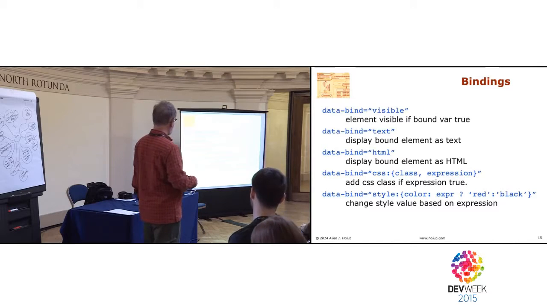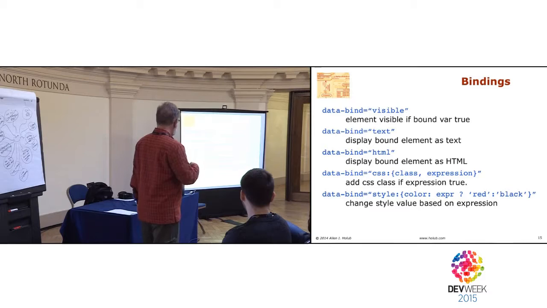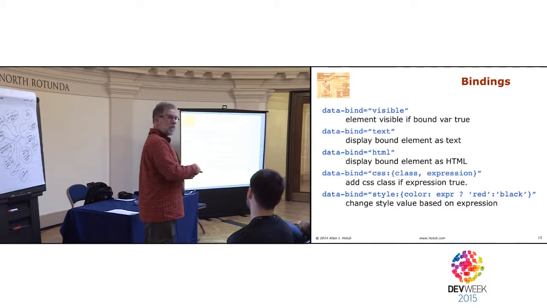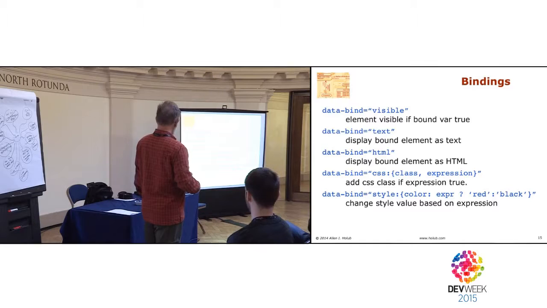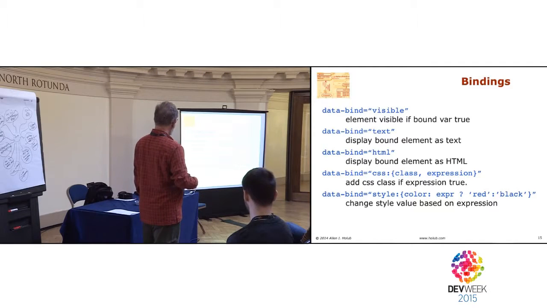So we could combine text and visible so that the text would only be visible if one variable was true, but the text that was being displayed would be coming from a second variable. We can combine. The HTML data binding lets us put sort of arbitrary HTML into the element as a side effect of things changing. I'll show you an example of that, but we'll see examples of most of this stuff in a moment.